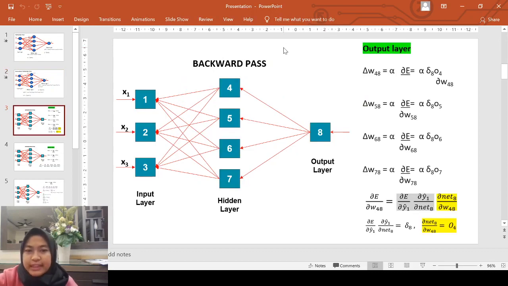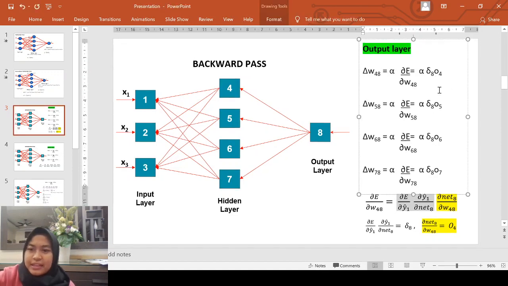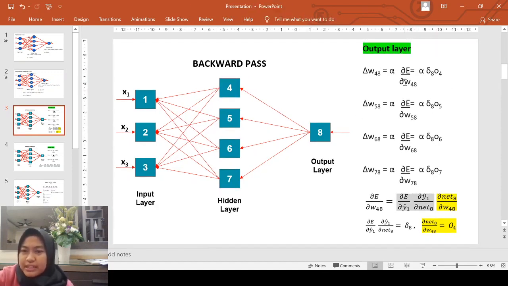So we continue with the backward pass. In the backward pass, we want to find the weight updater. The equation is alpha times delta E over delta W48. So we want to simplify this equation.